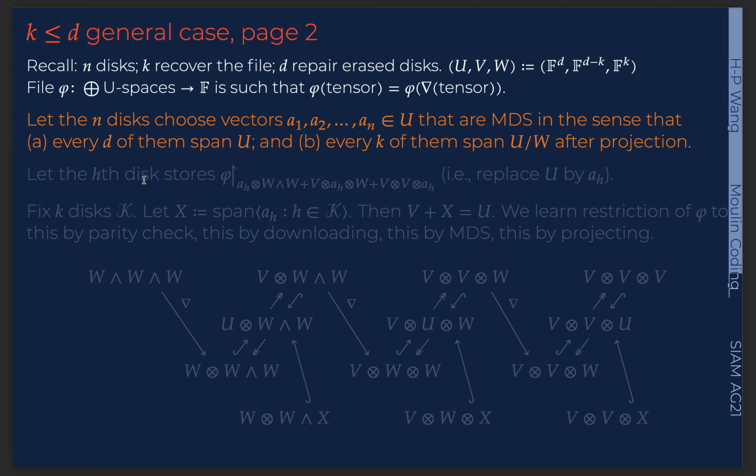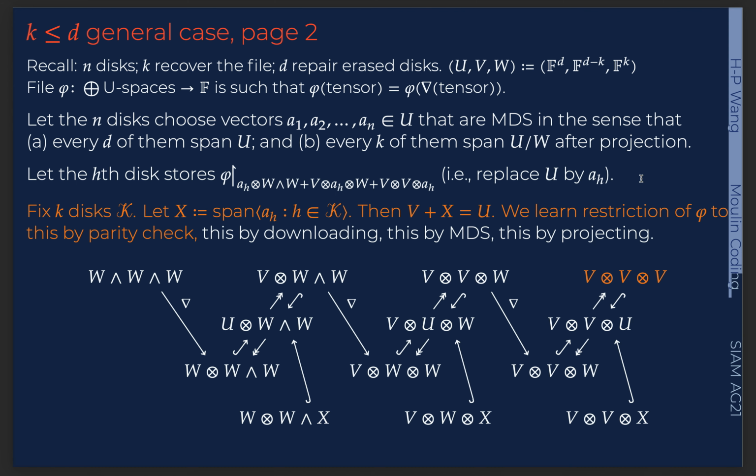So similar to before, we will let n disks choose vectors a1, a2, ..., an from U such that they are MDS in the following two senses. First, every d of them span U, and second, every k of them span U quotient by W after the projection. We will now let the h-th disk store the restriction of phi to A_h tensor W plus V tensor A_h tensor W plus V tensor A_h, which means that we will replace every occurrence of U by A_h.